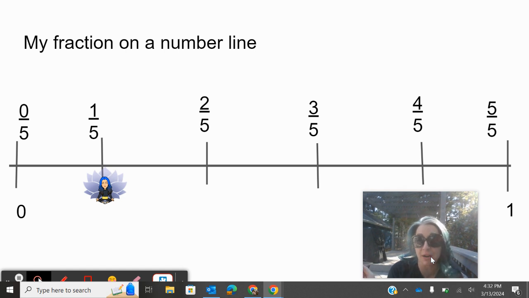Okay. So the next thing you need to do is show your fraction on a number line. So you just make a number line like this, partition it into the number of spots, number of spaces. So since I broke my fraction up into fifths, my fraction line is also broken up into fifths. Look, 1, 2, 3, 4, 5 equal spots, 0/5, 1/5, 2/5, 3/5, 4/5, and you guessed it, 5/5.